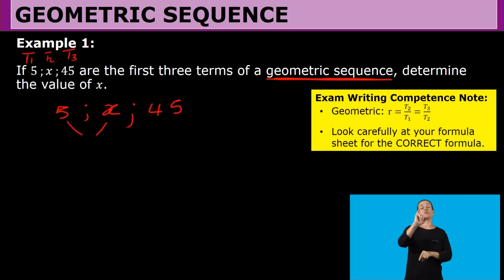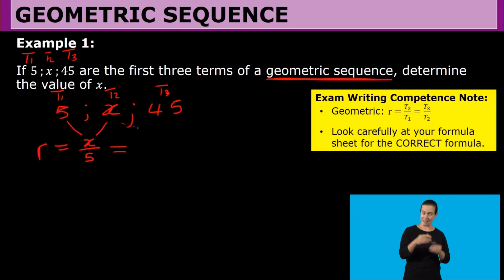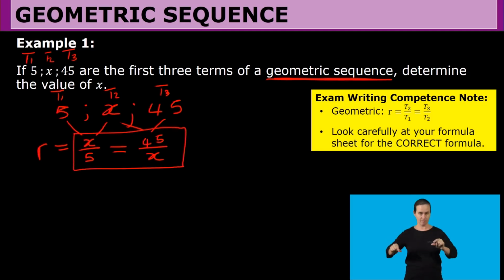So how do we find the common ratio? We are going to take T2 and divide it by T1, which is 5. So T2, which is x, divided by T1, which is 5. And of course, this will be equal to T3 divided by T2. That is going to be our 45, divided by x. So we are going to work with this as our equation: x divided by 5 is equal to 45 divided by x.